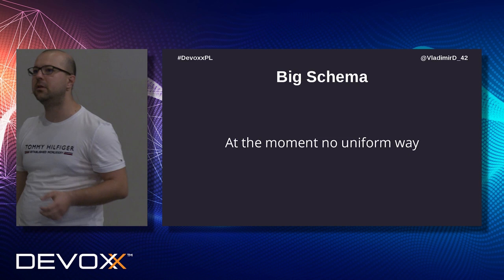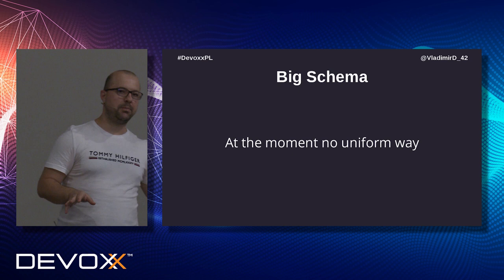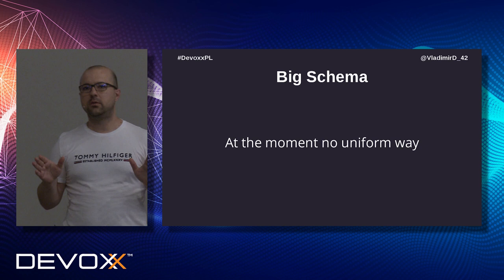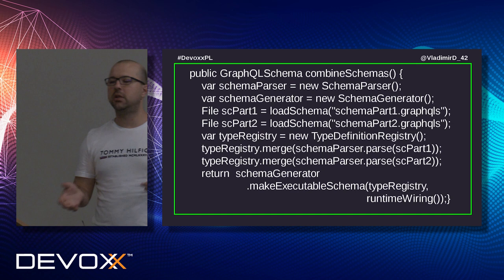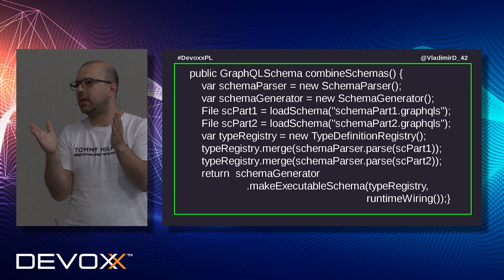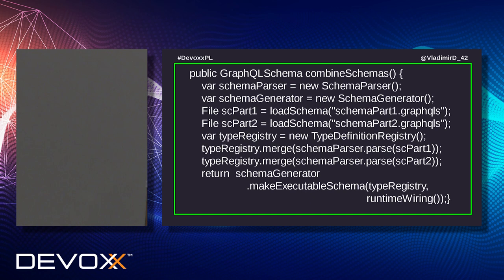Well, at the moment there is no uniform way to solve this problem. Everybody's aware of it, and there are different ways to solve it. There is no solution which says, this is the standard way, just go this way. One approach, especially in the JavaScript community, is that you open multiple schemas, combine them, because they're just strings, and then pass them to the server. We can do a similar thing in our Java code.